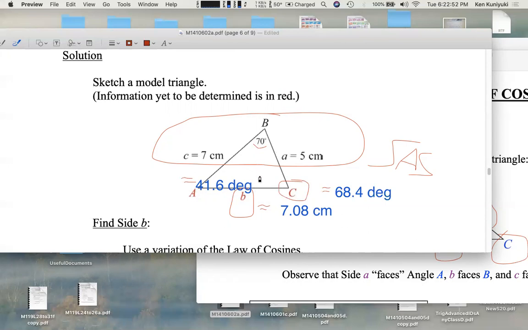And also the side-angle rule. The smallest angle, capital A, faces the shortest side, 5 centimeters. The medium angle, capital C, faces this medium side length, 7 centimeters. The largest angle faces the longest side, about 7.08 centimeters. But notice that we almost have an isosceles triangle. These degree measures are very close, so it makes sense that these side lengths are very close because it's almost an isosceles triangle. Some good checks there to make sure our answer makes common sense.